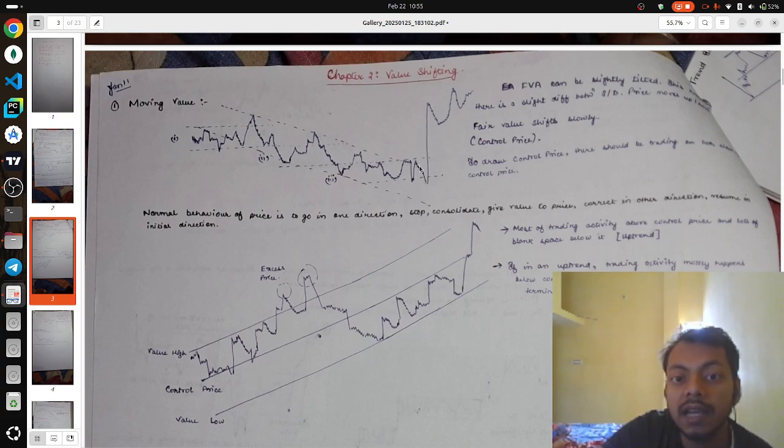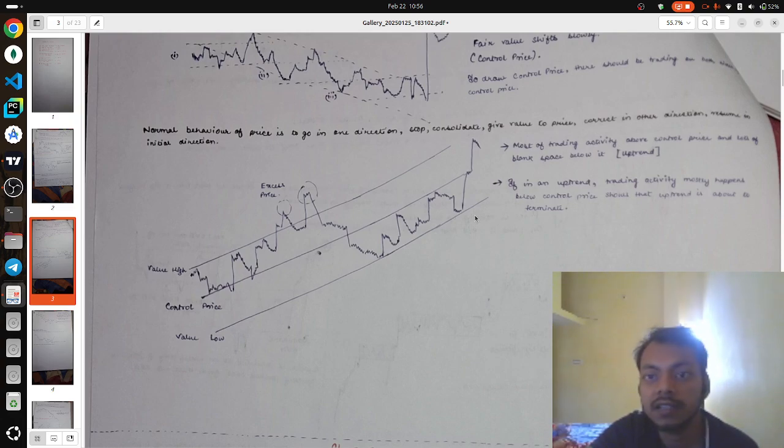But it was not exceeding very much. The difference is not extreme. That is why it is not coming down swiftly. It is coming down gradually. The slow movement shows that there is a slight difference, and so this creates a slanting fair value area, and that we call value shifting. Normal behavior of prices: go up in one direction, stop, consolidate, give value to price, correct in the other direction, resume in the initial direction.